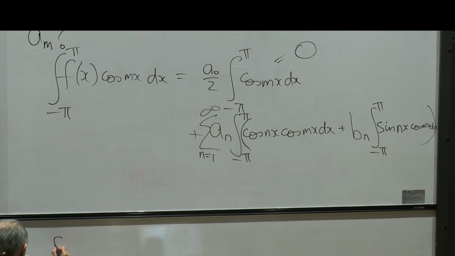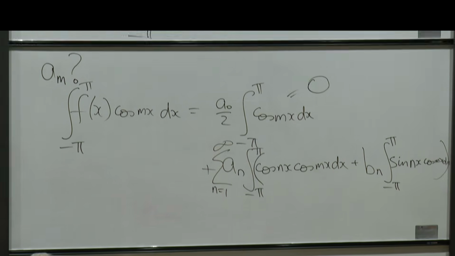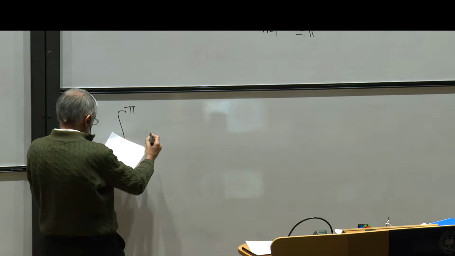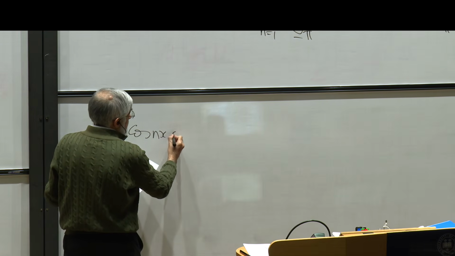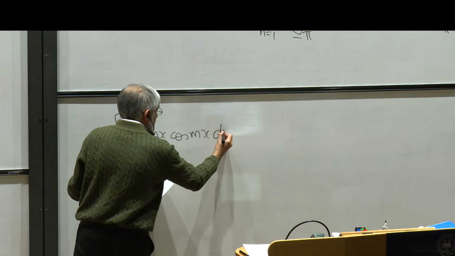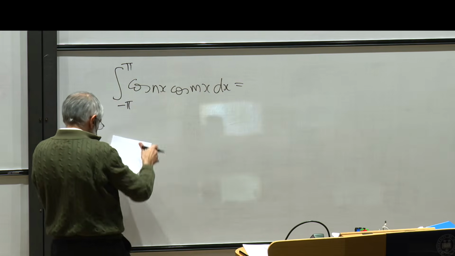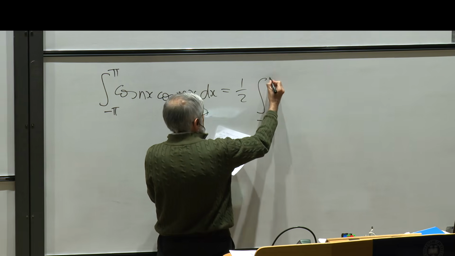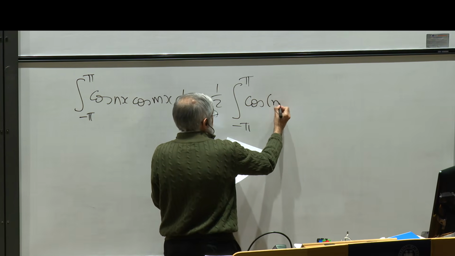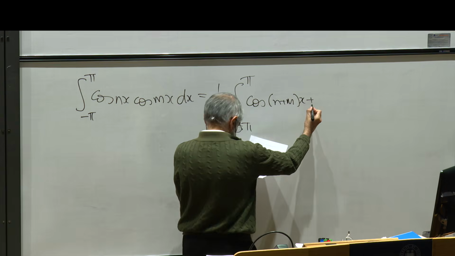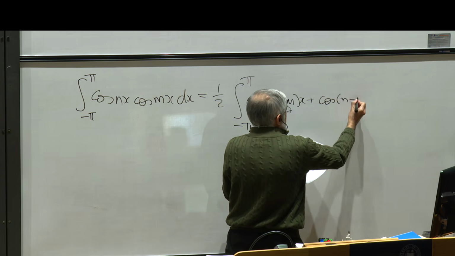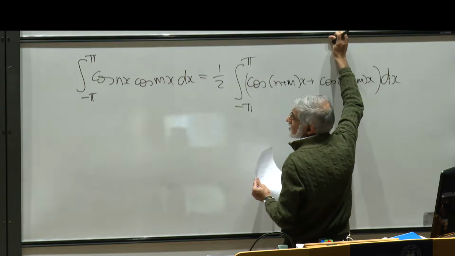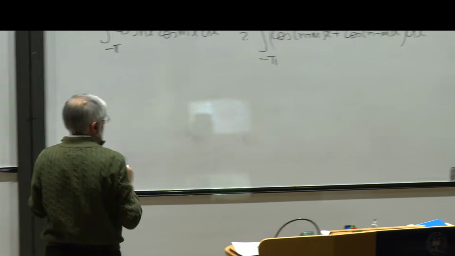What is the integral from minus pi to pi of cos nx cos mx dx? Now you need to remember that this is a half the integral from minus pi to pi of cos (n plus m)x plus cos (n minus m)x. Okay? From the trigonometric formulae.